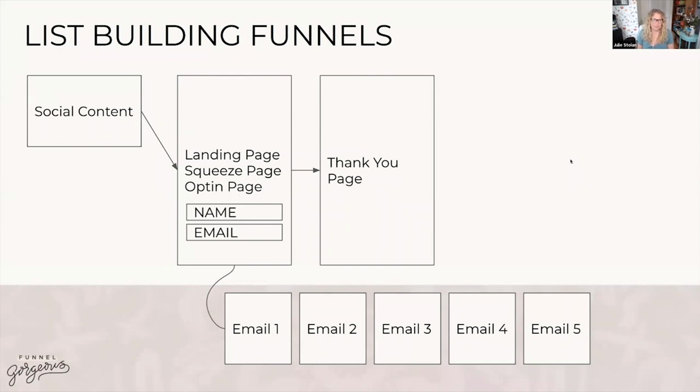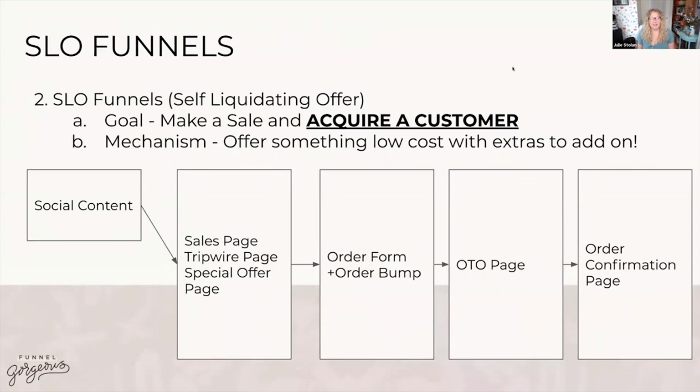All right. The second type of funnel is what I call the SLO funnel. It has lots of names. I'm going to give you all the different possible names. You could hear it called a traditional sales funnel, a SLO funnel, a self-liquidating offer funnel. It could be called a free plus shipping funnel. It could be called a 2-step tripwire funnel, a tripwire funnel. It's got 8,000 names.